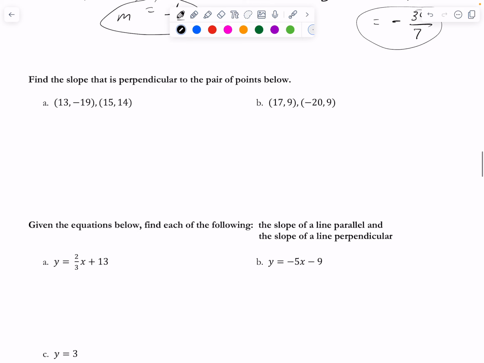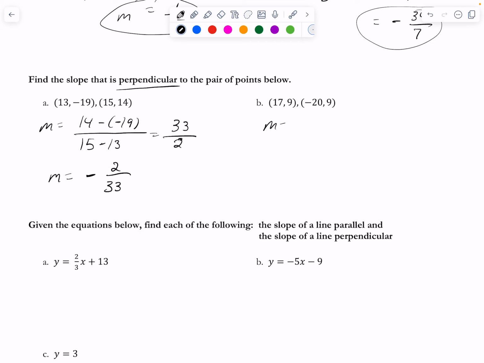Okay, let's do the next ones. Same idea, but this time because it says perpendicular, we will have an extra step: the slope is going to be the opposite reciprocal of what we find. So this one is 14 minus -19, that's the change in y, over 15 minus 13. So 14 plus 19 is 33, over 15 minus 13, which is 2. So that's the slope of this line. The slope of a line perpendicular to this line would be negative, because it was positive, we have to make it the opposite. And then you flip it to be -2 over 33.